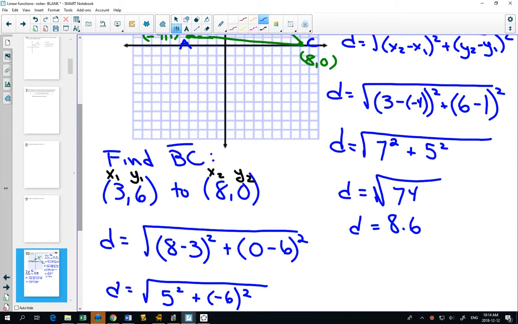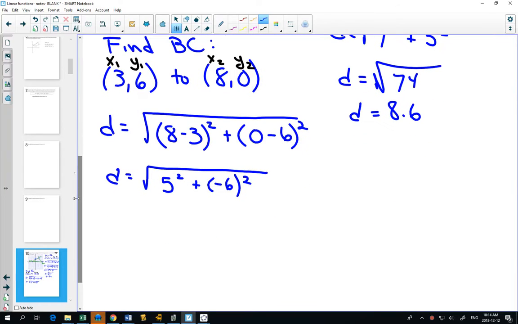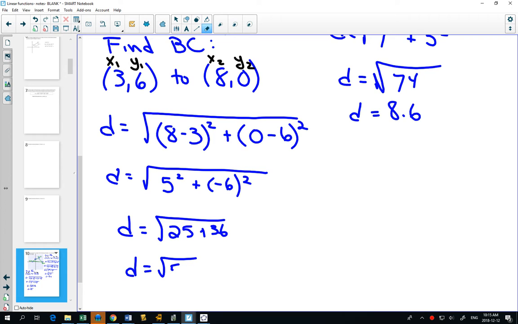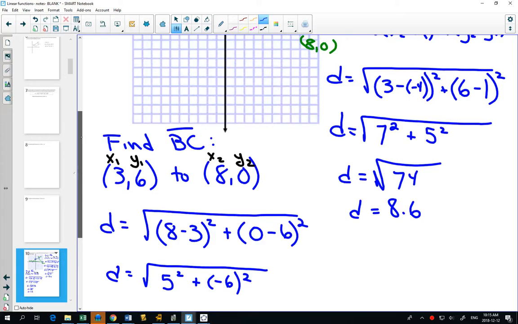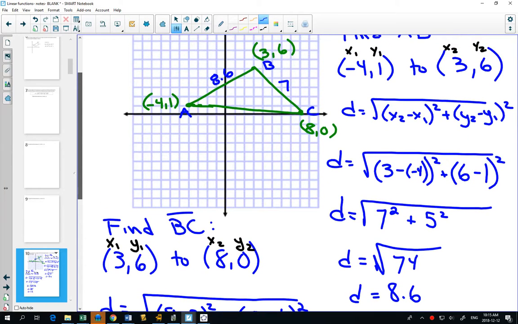Notice that I keep that negative in the brackets. When you square a negative, it becomes positive. So we're going to get 25 plus 36, which is the square root of 61, which is 7.8. So again, I'll go back to my triangle, and now I've figured out this distance to be 7.8.